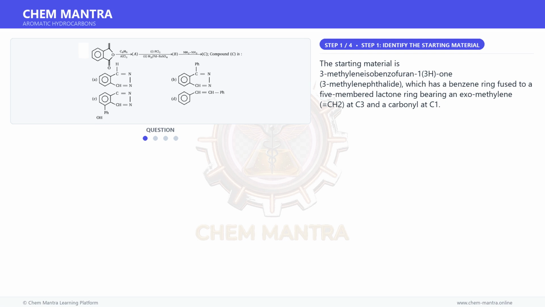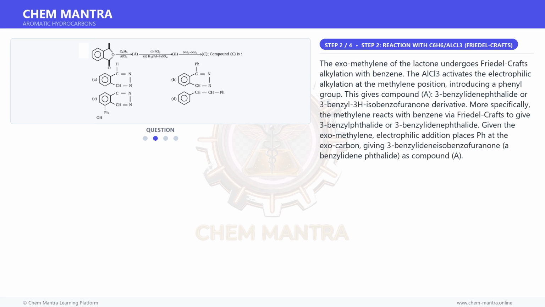3-methyleneisobenzofuran-1(3H)-one, 3-methylenephthalide, which has a benzene ring fused to a 5-membered lactone ring bearing an exomethylene, =CH2, at C3 and a carbonyl at C1. Moving on to the next step.